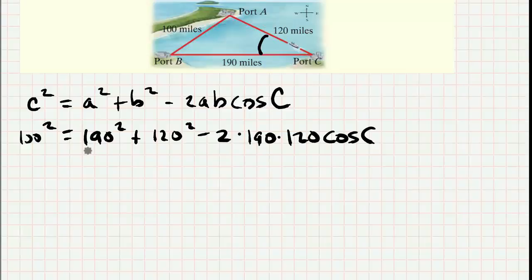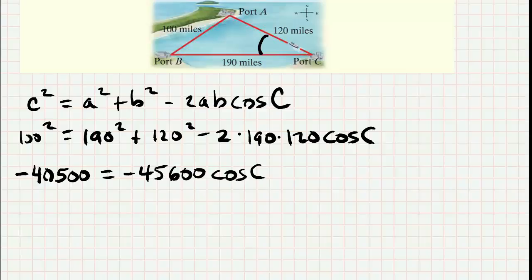I'm going to subtract the 190 squared and the 120 squared to the left. And when I subtract those to the left and subtract them from 100 squared, we'll get minus 40,500. On the right, I'm going to combine these three multipliers, and they will combine to minus 45,600. We can then solve for cosine of C by dividing. We'll divide both sides by minus 45,600.